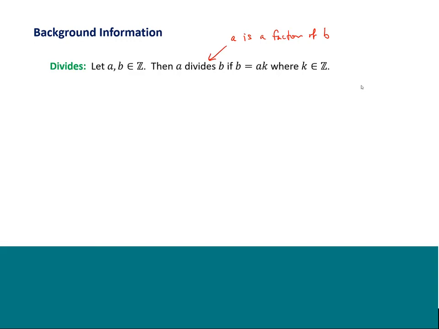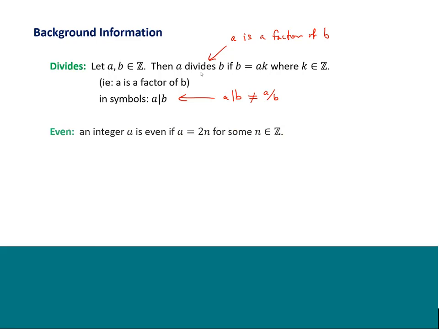Now, symbolically, this is written as a divides b. Please note this is not a fraction. So a divides b is not the same thing as the fraction a over b. This little vertical line simply represents the word divides. It's like shorthand, not actual mathematical symbols. It's more logical shorthand. So that's the first thing.